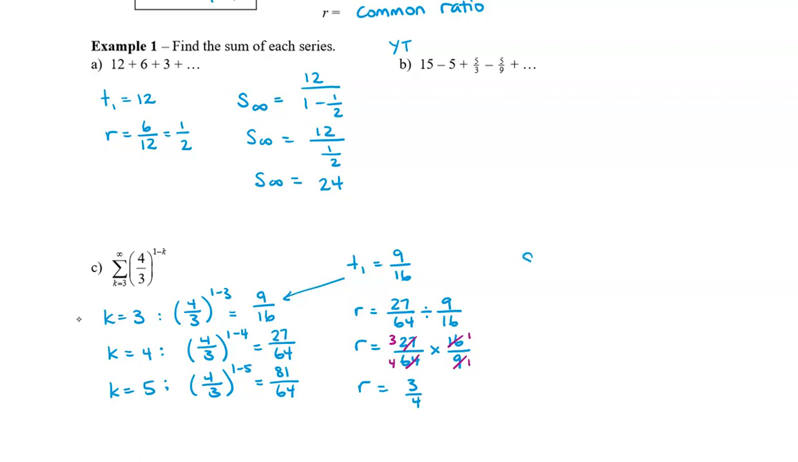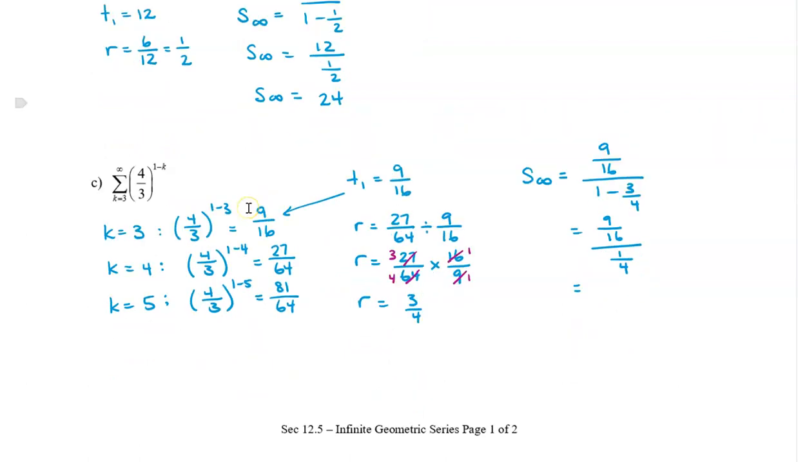So we're going to plug that into our formula. So S infinity equals 9 over 16, all divided by 1 minus 3/4. So that's the same as 9 over 16 divided by 1/4. Now, instead of writing it like this, it might make it easier for you to understand if you write it as 9 over 16 times 4 over 1. We can reduce by 4, so we get 9 over 4.